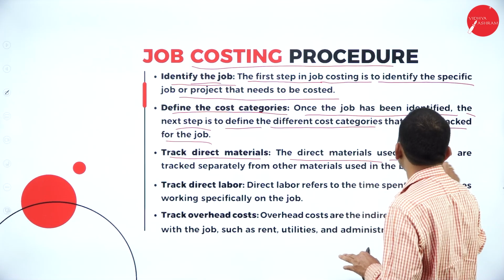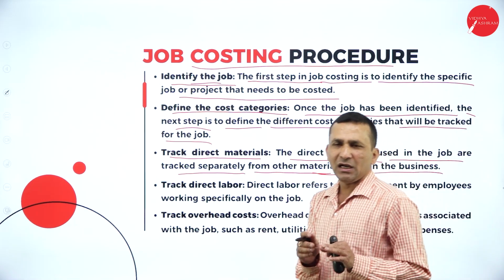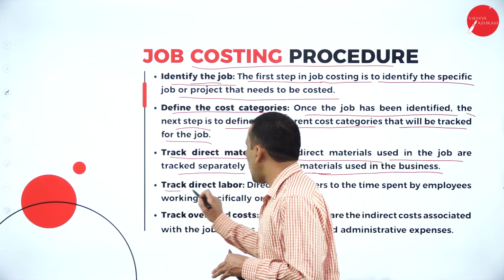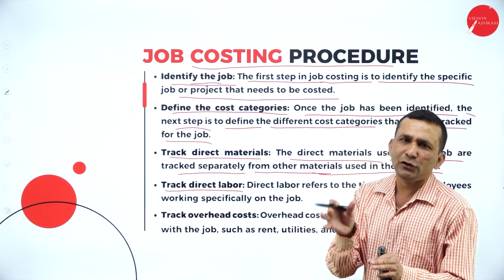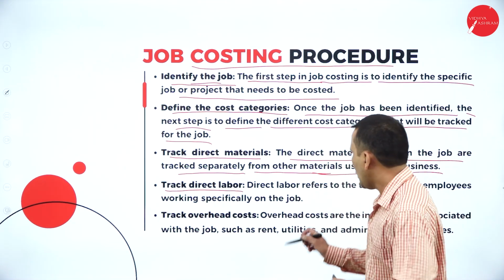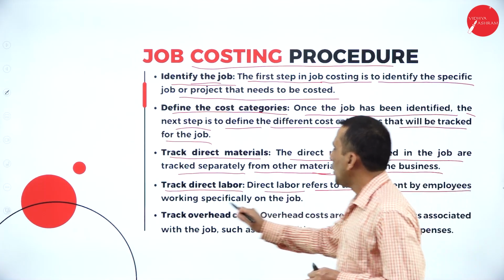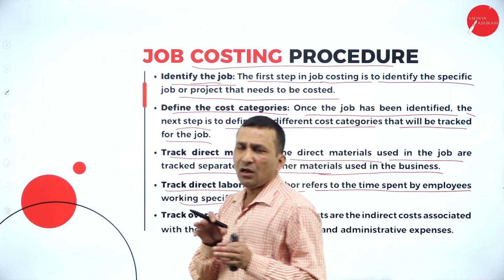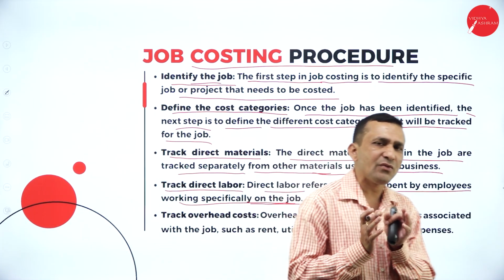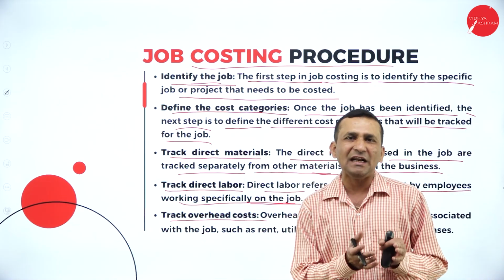The direct material used in the job is tracked separately from the other material used in the business, because for the different jobs you are performing, you use different materials. Next, track direct labor. Whenever you are producing the product or providing the service, whatever direct labor is involved, you need to maintain a track. Direct labor refers to the time spent by employees working specifically on the job. For example, one specific product needs 8 hours to complete. The 8 hours you allotted, the labor cost, is very important.